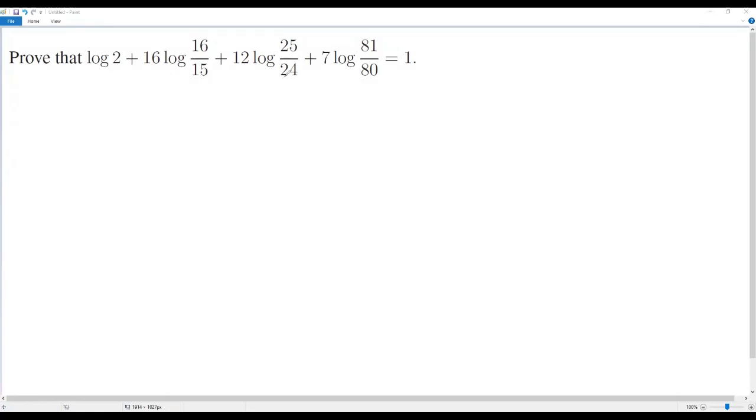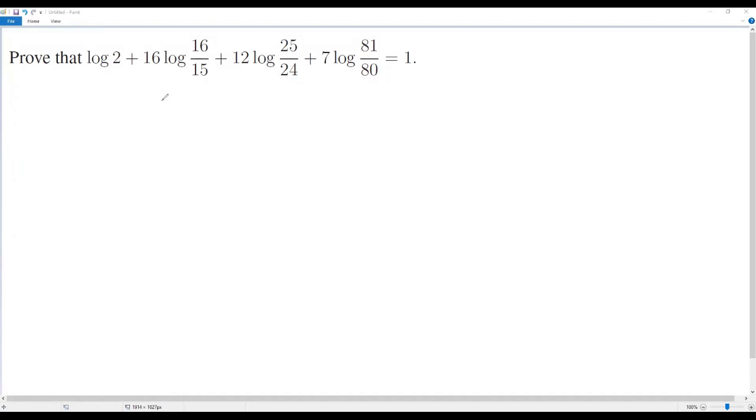Here we have a pre-calculus problem. Okay, let's go to the question. Prove that log 2 + 16 log(16/15) + 12 log(25/24) + 7 log(81/80) equals 1. Here we have to prove that the value of this logarithmic expression is equal to 1.